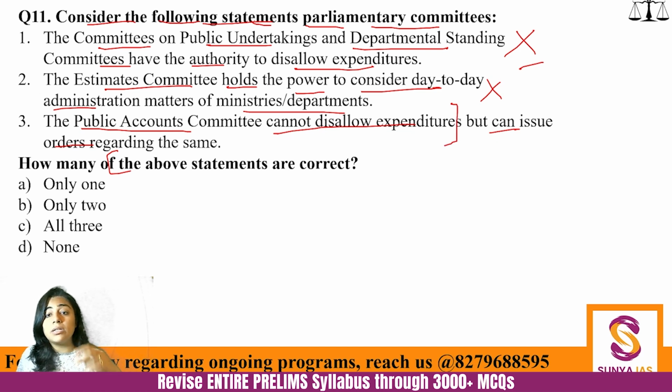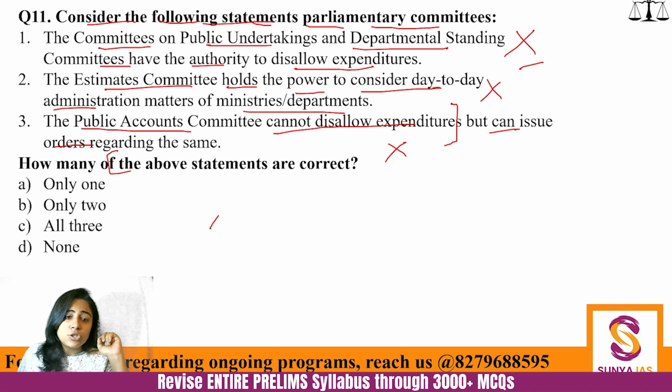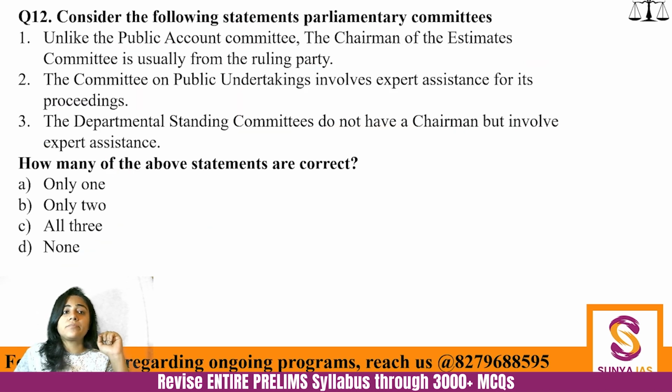How is this possible? This is incorrect. When they cannot disallow expenditure, they have no order issuing authority at all. Committees are that way powerless. Wherever the word committee is there, no orders, no penal provisions, no binding, nothing. Always this is the standard rule. Okay, so here none is the answer.